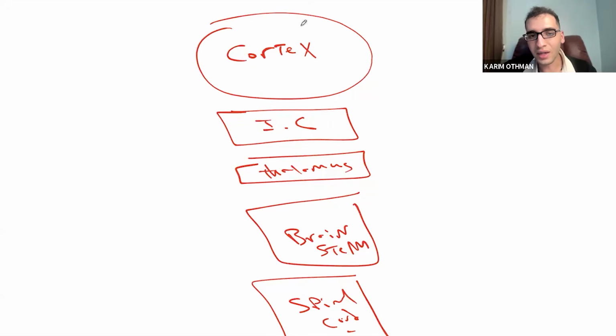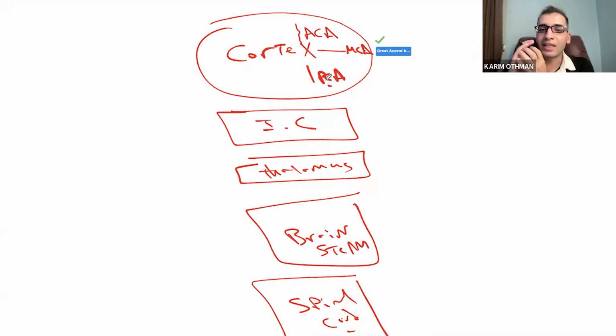So first is the cortex. I need you to know only three arteries, guys. The first artery is the anterior cerebral artery, and then the middle cerebral artery, and then the posterior cerebral artery. These are literally the three most important arteries in the cortex itself.